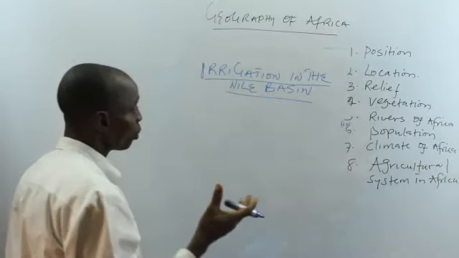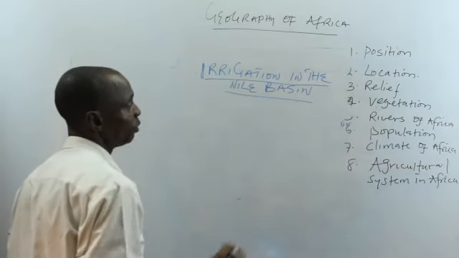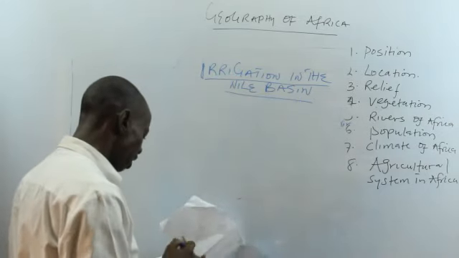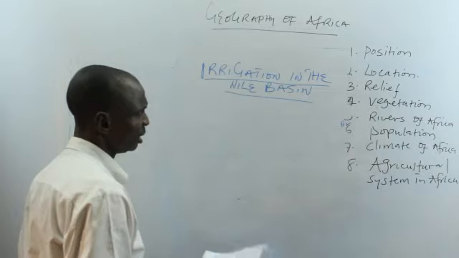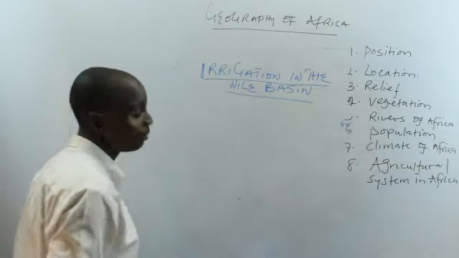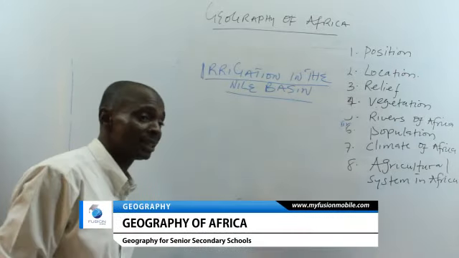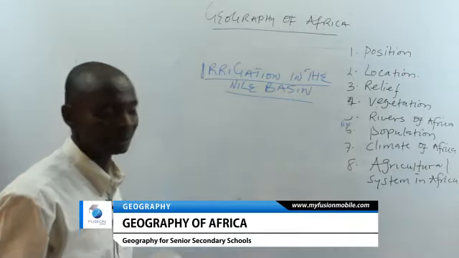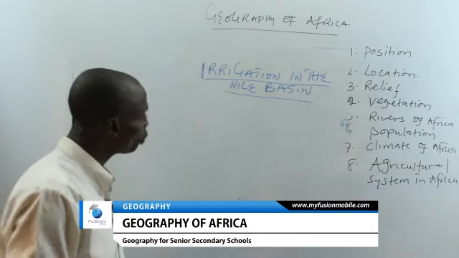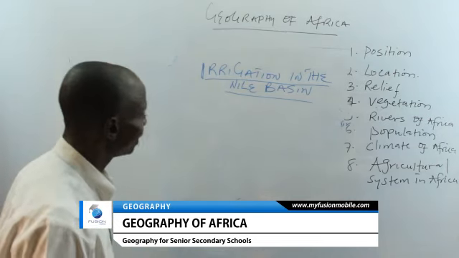Now, how many countries are found around this place? We have Egypt, we have Mali, and Morocco, and the rest. They utilize this River Nile. I've told us that there is a popular saying that without Nile there is no Egypt. So we are looking at irrigation farming in the Nile Basin.